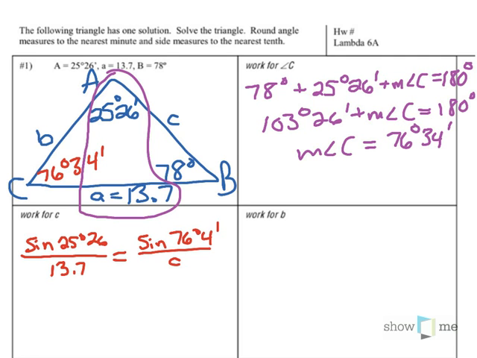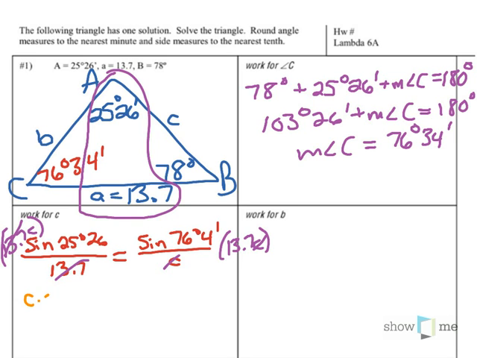Trying to get C by itself, we want to get rid of our fractions. So I'm going to multiply both sides by 13.7C. Because right now we're dividing one side by 13.7. To counteract that, you multiply by it. On the other side, we're dividing by C. To counteract that, you multiply by it. So on the left, your 13.7's cancel. On the right, your C's cancel.